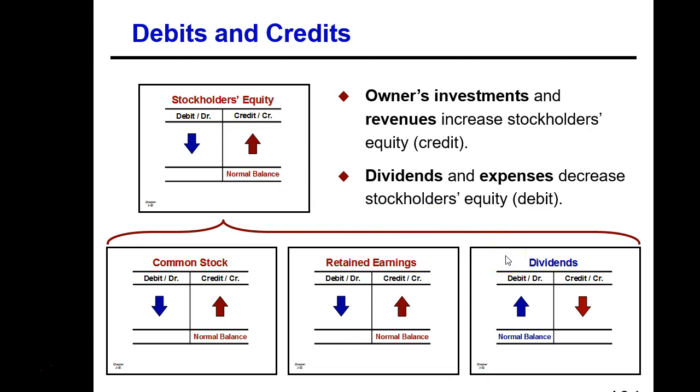But think about dividends. What are dividends? Dividends are payments made to the stockholders of a business organization. Dividends refers to assets being taken away from the business organization. Therefore, an increase in dividends will decrease your total stockholders' equity. So dividends increase on the opposite side. Dividends increase on the debit side of the T account. The debit side is their normal balance side.